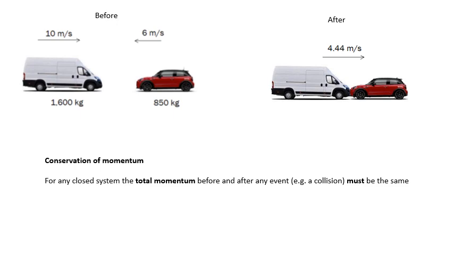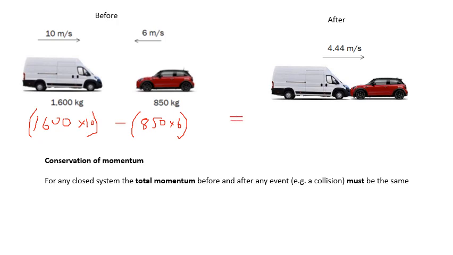So we have the momentum before. Now the van, its momentum is 1,600 times 10. That's its momentum before. The Mini, now I'm going to say minus because its momentum is negative, and that's minus 850 times 6. And if you work that out, that is the total momentum before.